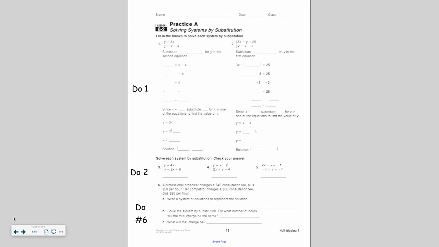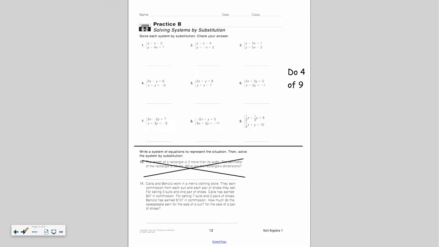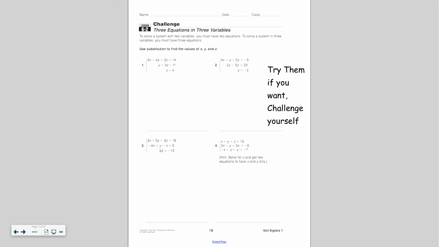On these, you're just doing one of the top two. Do 2 of those middle 2, the 3, and do number 6. For the other side, you're doing 4 of those top ones, and number 11. And if you get there, you can try them.